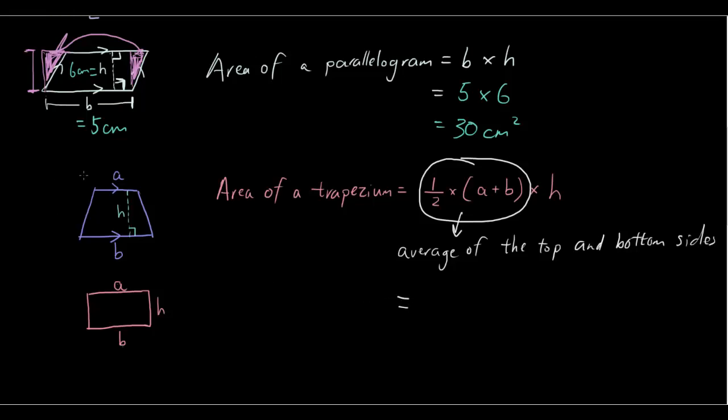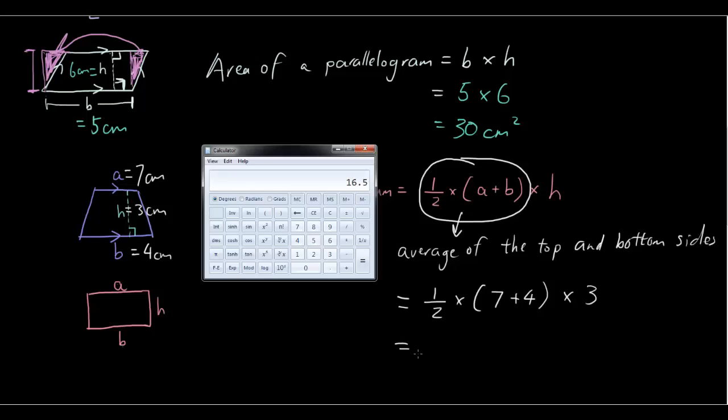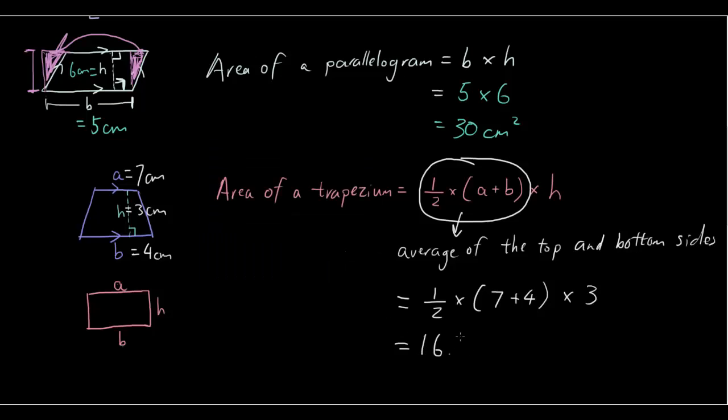So if we do that, let's say the length of A is 7 centimeters, the length of B is 4 centimeters, and the height is 3 centimeters, then it'll just be half times 7 plus 4 times 3, which will be 16.5 centimeters squared.